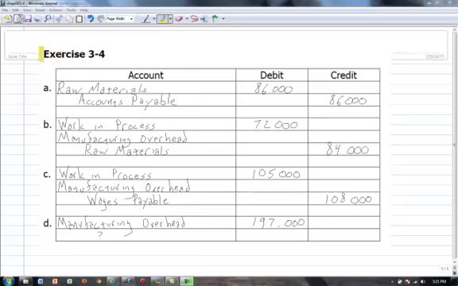In this video, we're going to be using exercise 3-4 to illustrate how to prepare the journal entries related to a job order costing system.